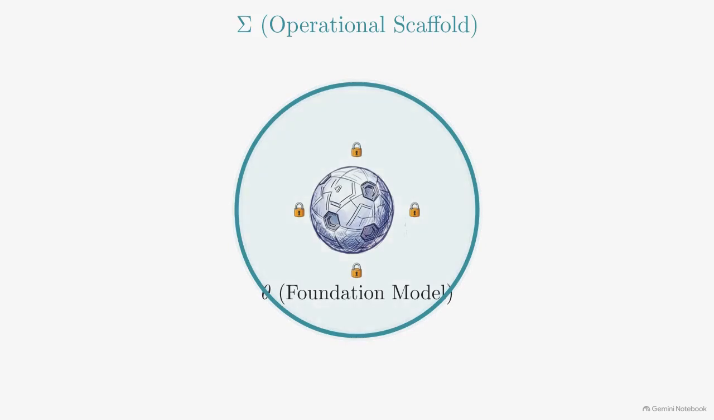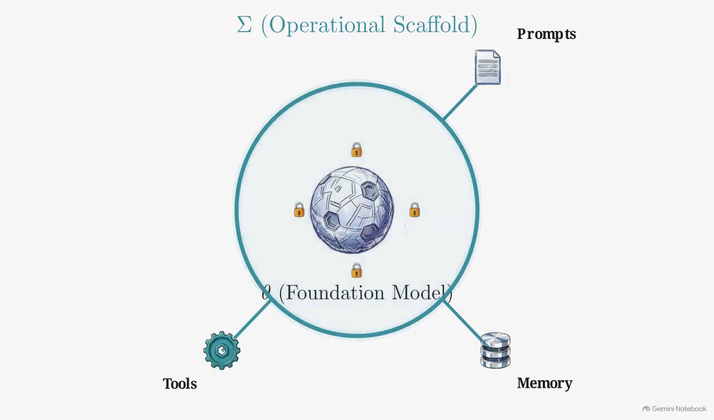Surrounding that core is the operational scaffold, or sigma. This acts as the runtime harness for the model. The sigma scaffold consists of 4 modifiable structures: the prompts, the memory buffer, the tools, and the control logic. Sigma functions as the agent's controller. It builds the context window and selects actions without altering the underlying neural weights of theta.